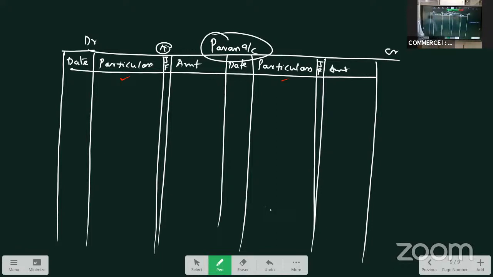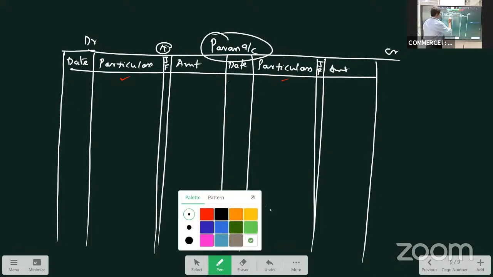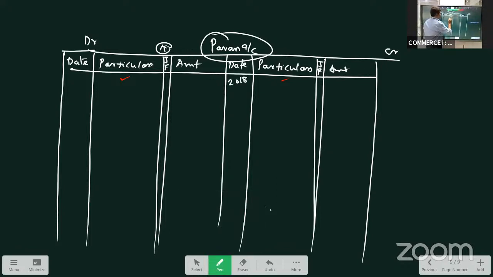Prepare Pawan account. 2018 March 1. Goods purchased from Pawan. We as a business purchase goods from Pawan. So goods are going away from Pawan. In this transaction, Pawan is the giver. Giver is to be credited as per the rule of personal ledger, isn't it? What was the date? 2018 March 1. By purchases.